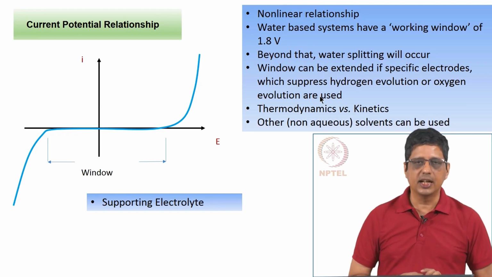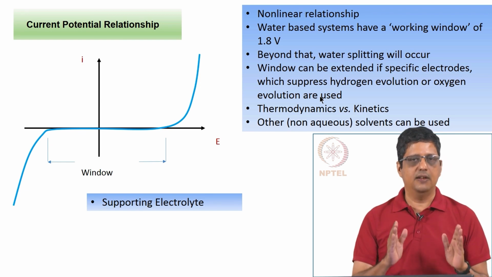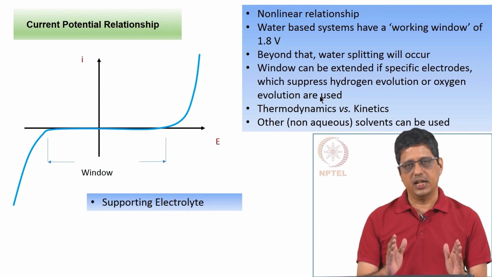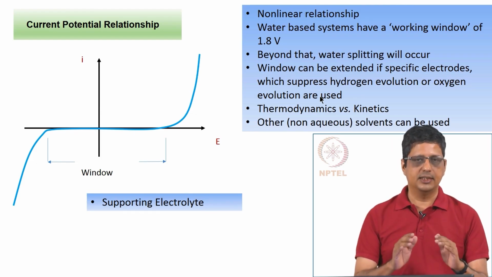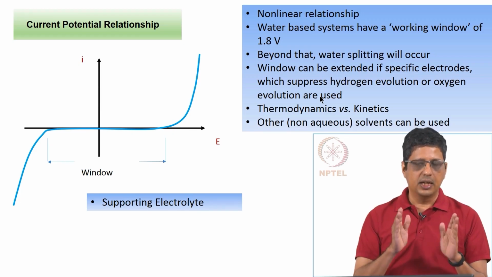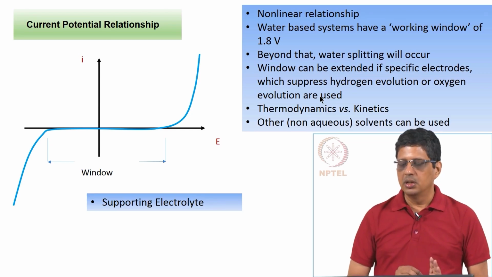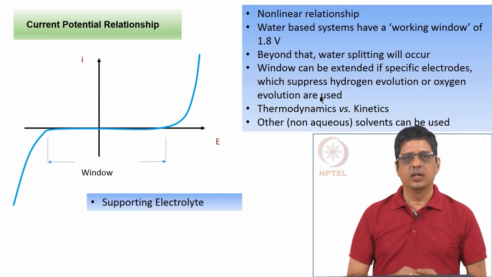Basically water splitting happens, and if you want to study any reaction other than water splitting, other than hydrogen evolution or oxygen evolution reaction, then you have to work within this window. If I put a water based system and want to study a reaction, then I have a limited window available for experiments. It is possible to extend this window by using certain electrodes.